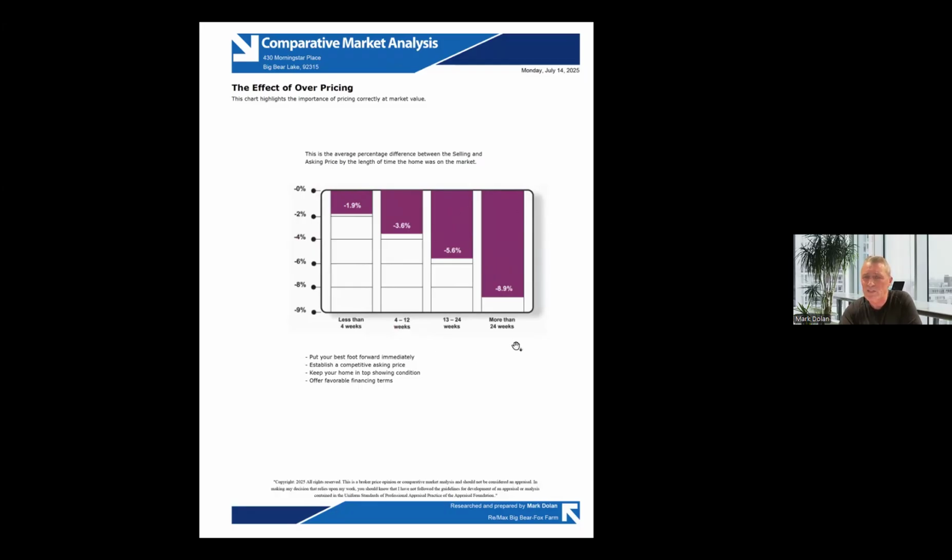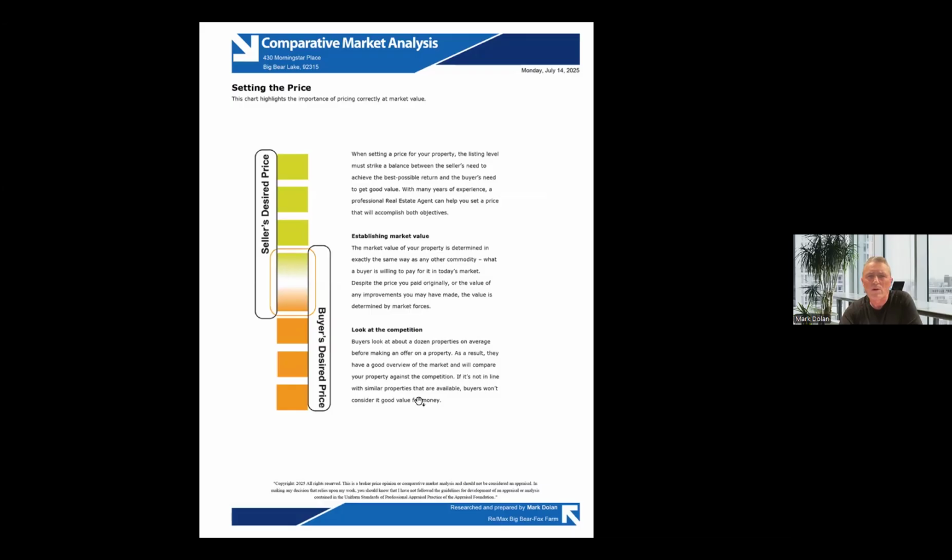Okay. And then when a buyer sees that you've been on the market for 24 weeks, they're going to say you're still overpriced, right? So we don't want to price high from the beginning. Seller's desired price. We always know that that's going to be high. Here's what's really the fair market value. Here's what the buyers want to pay, right? That's a pretty good graph that's there.